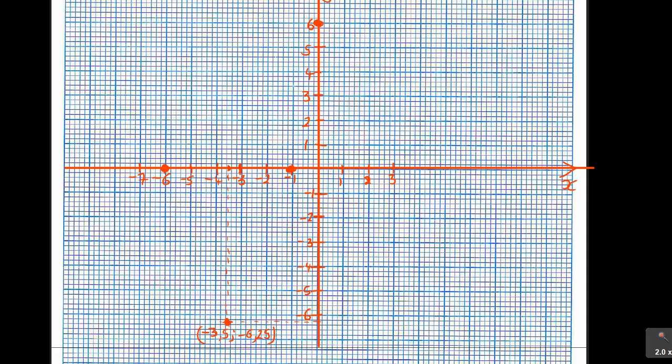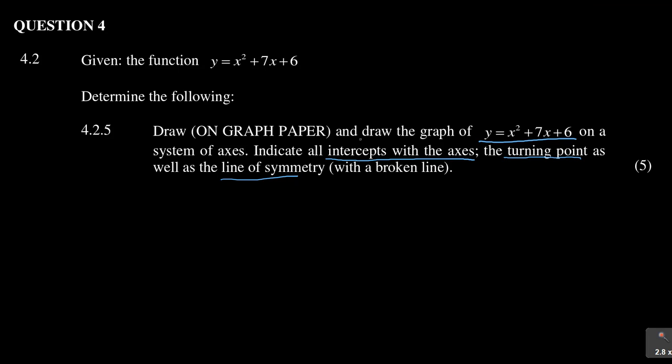And when you have done that, go back again to the question. It says draw on a graph paper and draw the graph of that on a system of axes. Indicate all intercepts, which we have marked. There are 3 of them with the axis. The turning point, we marked it, as well as the line of symmetry. Says indicate with a broken line.